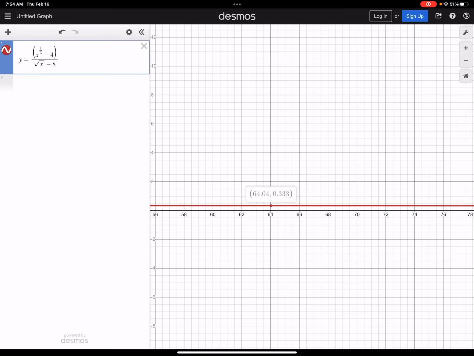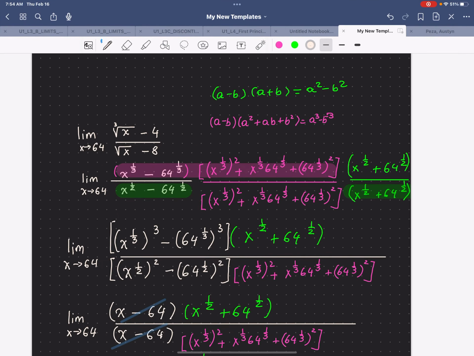And you can tell because as you get closer to either the right or left side of 64, you see that the y value is 0.333, which is the decimal value of the fraction 1 over 3.